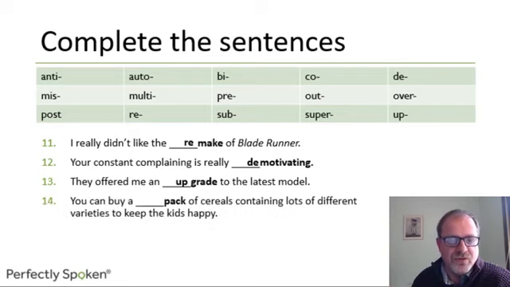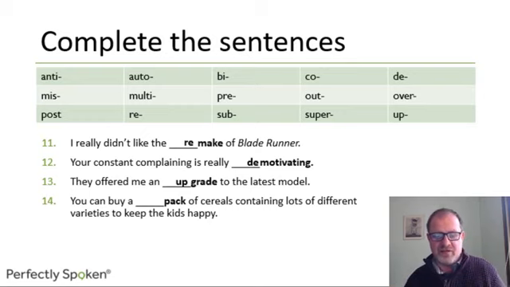Okay, you can buy a something pack of cereals containing lots of different varieties to keep the kids happy. This is a packet of different cereals. In the UK, for example, common ones are Rice Krispies, cornflakes, Frosties. So different types of cereal, but you buy one packet with all these different types. It's a multi-pack.